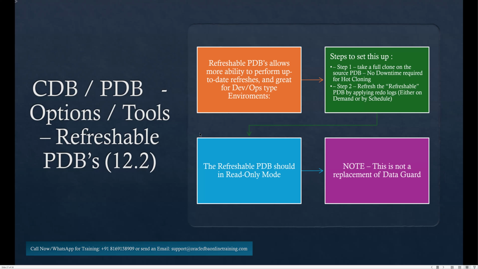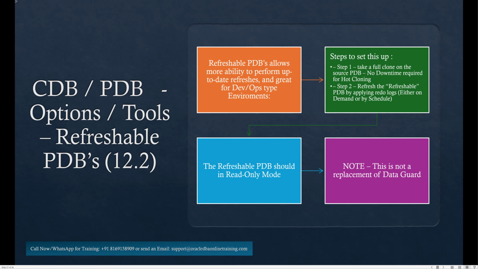Next one, container database also supports refreshable PDBs. So this is a very useful option that you can utilize when you are in an environment with DevOps, where multiple development operations are happening. During that phase, we'll require the updated version of the data, maybe from the production system. So instead of doing the manual refresh of the database, you can have refreshable pluggable databases. So how can this be done?